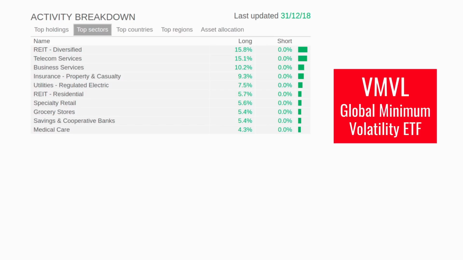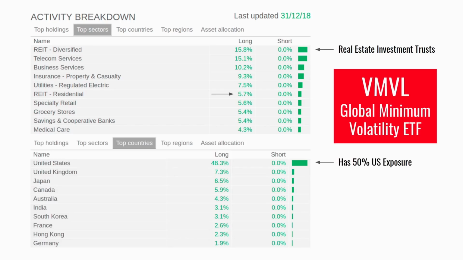Another reason that I like the Global Minimum Volatility Fund is that it contains a lot of real estate investment trusts, and these offer quite good income over the long term. One of the reasons I don't like this fund is that it has a 50% exposure to the US, and as we saw, the valuations there are very high at the moment. So let's finish by looking at the portfolio changes.